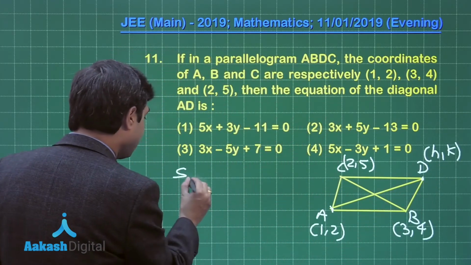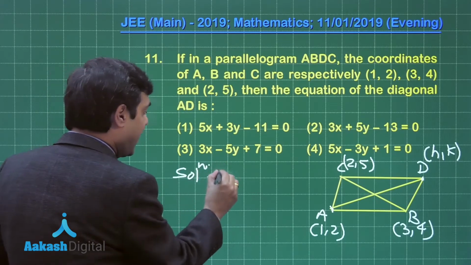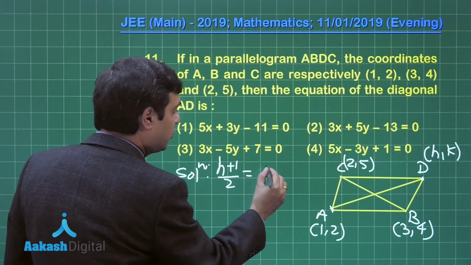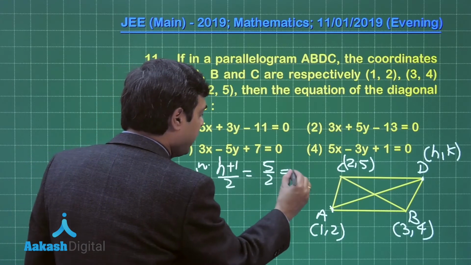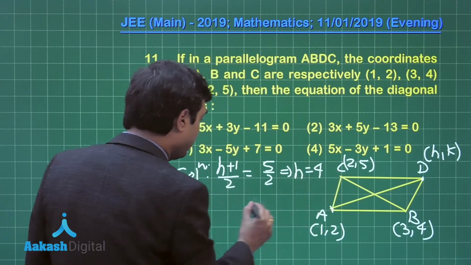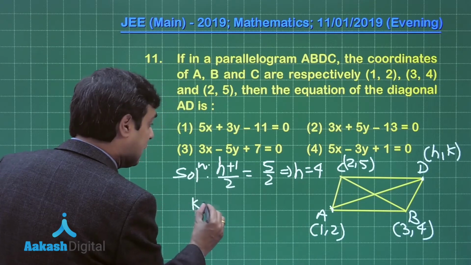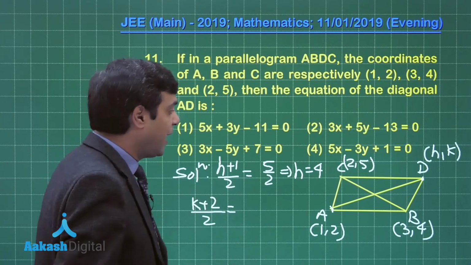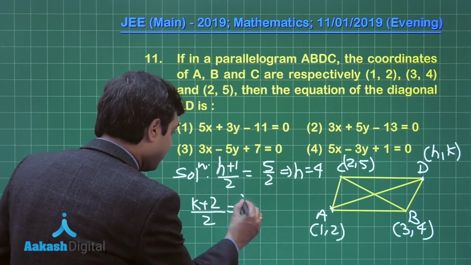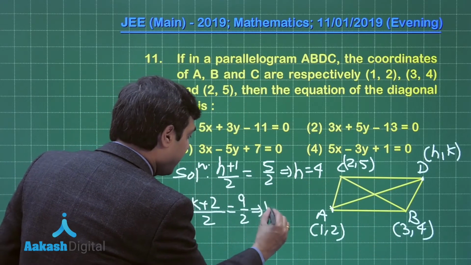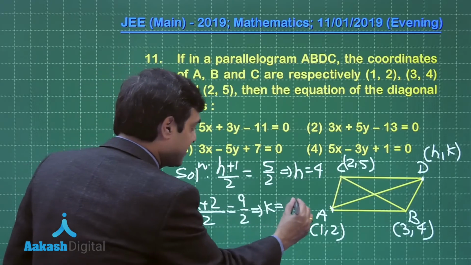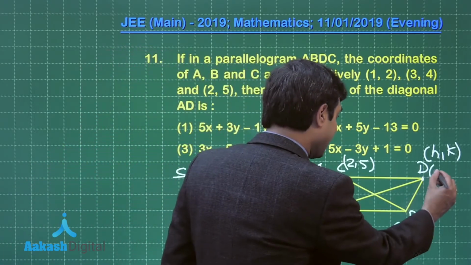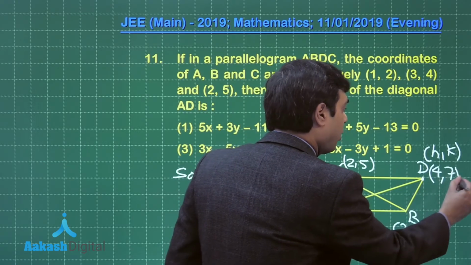So, let us begin with it. (H plus 1)/2 is equal to 5/2, giving me H equals 4. On the other hand, (K plus 2)/2 is equal to (4 plus 5)/2, that is 9/2. From there we have the value for K as 7. So, vertex D, which was taken as (H, K), comes out as (4, 7).